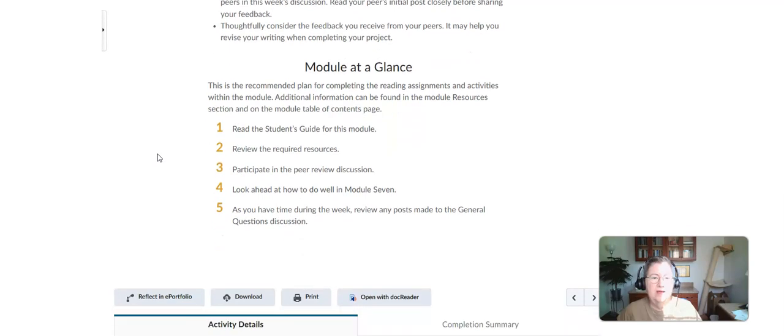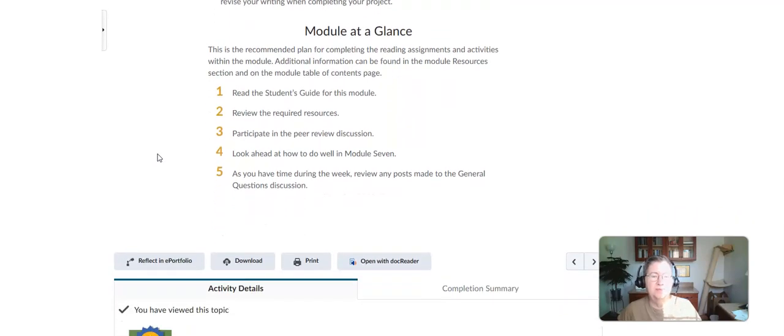And finally, the module at a glance. Pretty simple this week. We will read the student guide, review the resources, participate in the peer review discussion, and then look ahead at how to do well in Module 7. So let's get started.